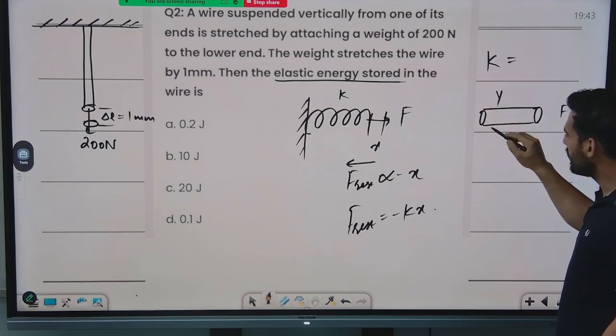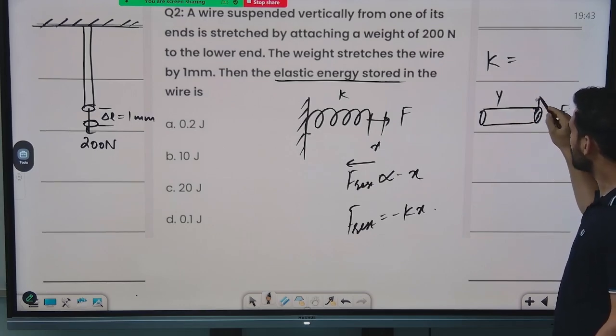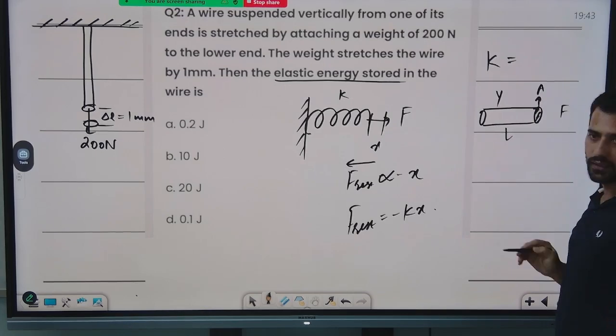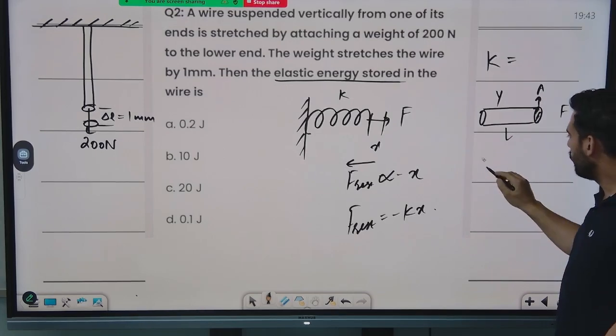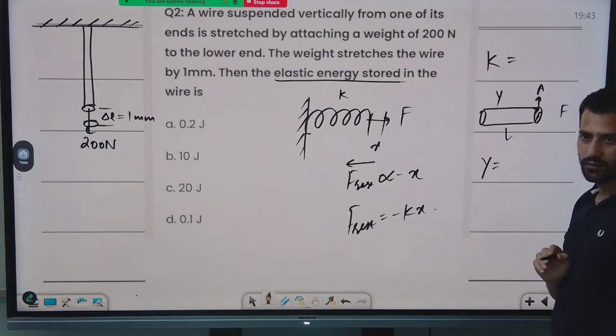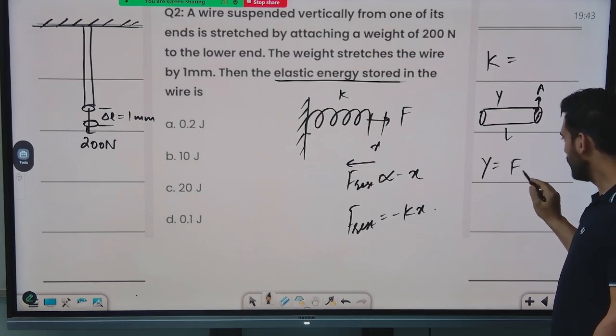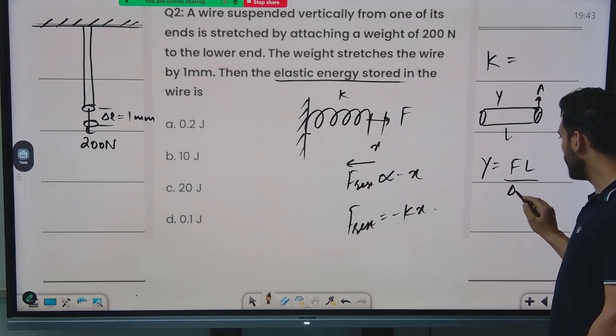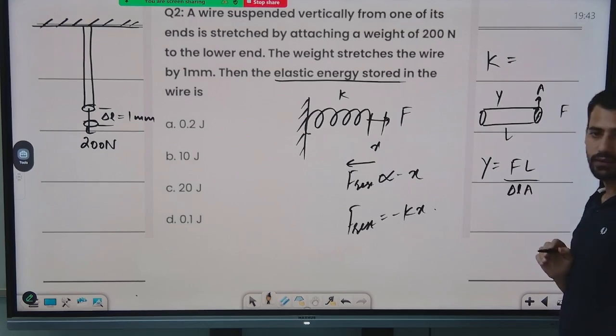Similarly, if there is a wire, very important thing, and you are applying some force to this wire, this was Young's modulus Y, the area of cross section is A, the length of the wire is L, fine. Can you tell me how do you define Young's modulus? Force per unit area divided by what? Delta L by L, isn't it?